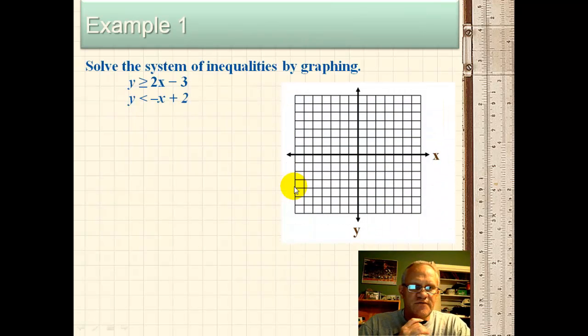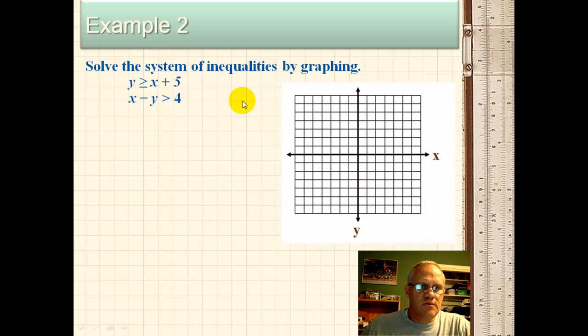All right, so let's get started. First of all, we've got a couple of inequalities here, and I am going to graph them. All right, so first of all, if we take a look at these, whoops, I think I messed up there. These are both in y equals mx plus b form already, so they're ready to graph.